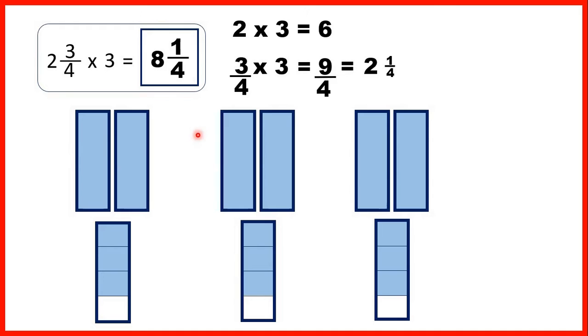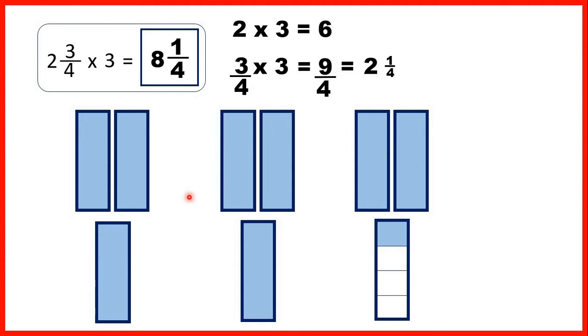Well, look at the whole numbers. We've got 6 whole fraction bars, so that's our 6. And then, remember, each of these sections is a quarter, and altogether we've got 3, 6, 9 quarters. So that's our 9 quarters. But look what we can do. We can regroup. We can regroup that 9 quarters into 2 wholes, and 1/4. So that's why dividing the numerator by the denominator changes it back into a mixed number.